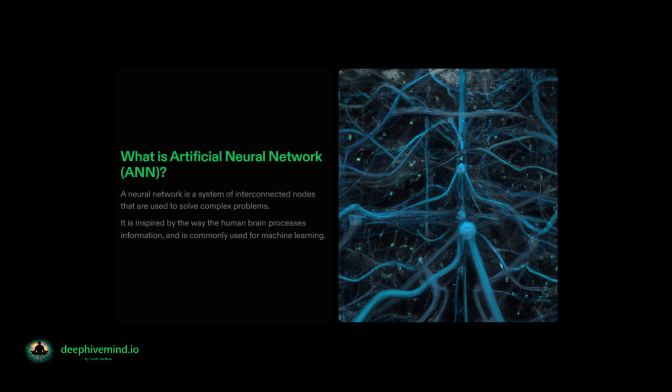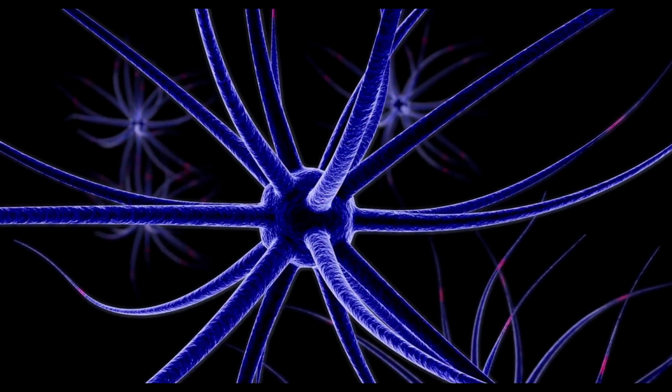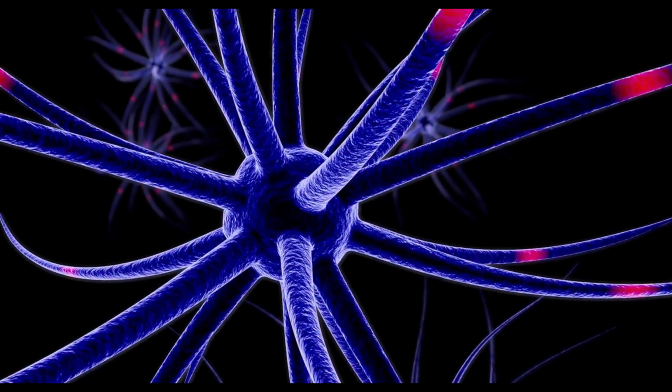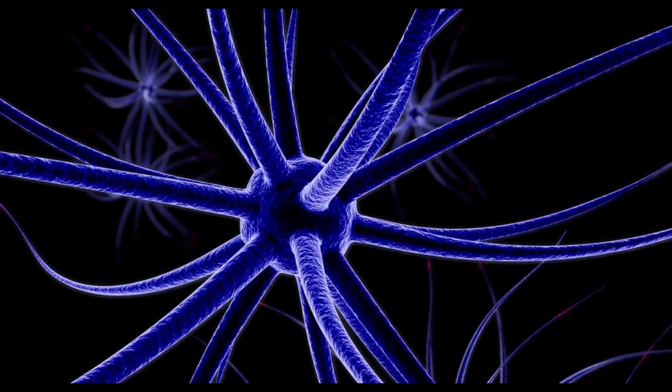How does the artificial neural network, ANN, work? An artificial neural network, ANN, works by processing and transmitting information through layers of interconnected neurons. Each neuron receives input from other neurons and processes that input using a set of weights. The output of each neuron is then passed on to the next layer of neurons. The input layer of the ANN receives the raw input data, which is then processed by one or more hidden layers. The output of the final hidden layer is passed on to the output layer, which produces the final output of the network.